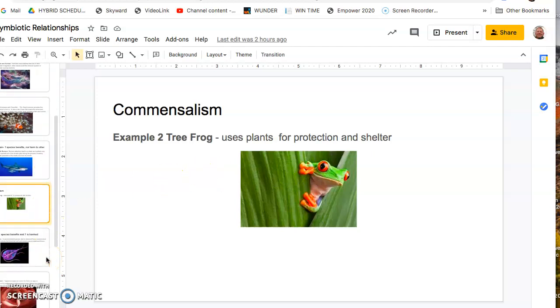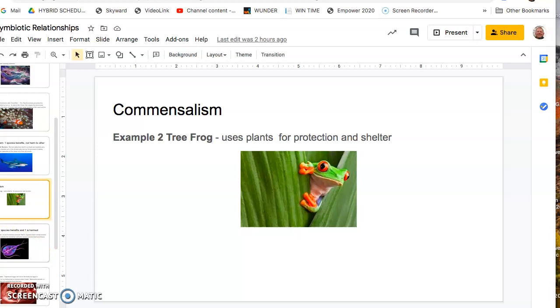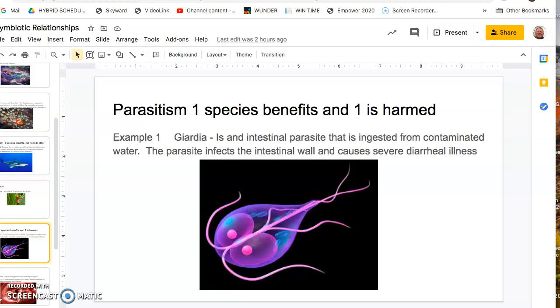Our third type of symbiotic relationship is parasitism. That's where one species benefits and one is harmed. So the example I use here is Giardia. Giardia is an intestinal parasite that's ingested from contaminated water. So that's like when you go camping in the Boundary Waters and use water from the lake, you need to treat it, filter it, or boil it in order to prevent yourself from getting Giardia.